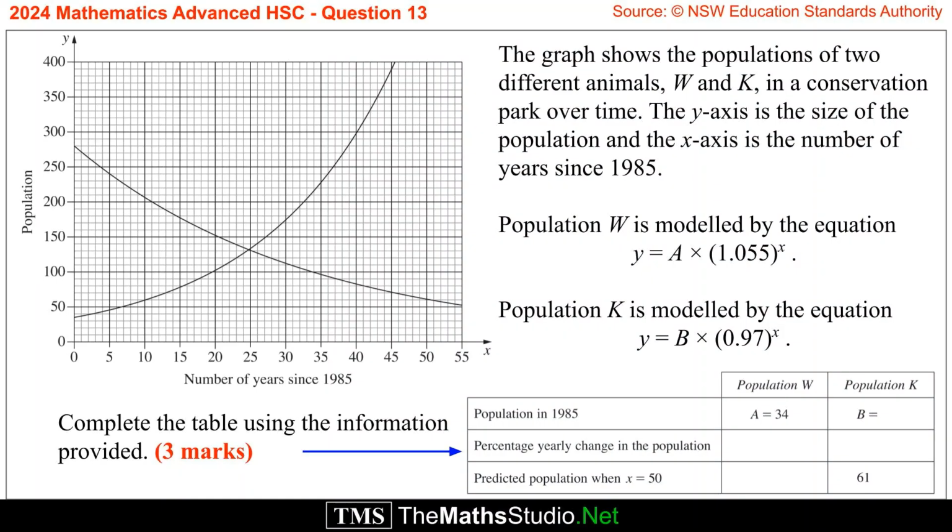Question 13. The graph shows the populations of two different animals, W and K, in a conservation park over time. The y-axis is the size of the population and the x-axis is the number of years since 1985. Population W is modelled by the equation y equals a times 1.055 to the power of x. Population K is modelled by the equation y equals b times 0.97 to the power of x. Complete the table using the information provided.